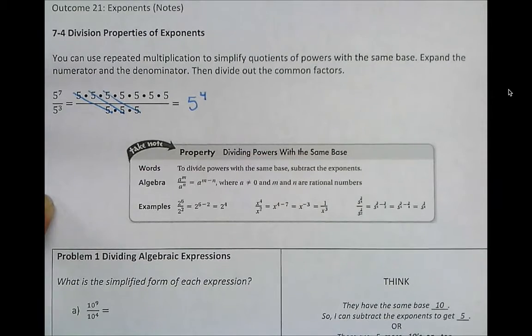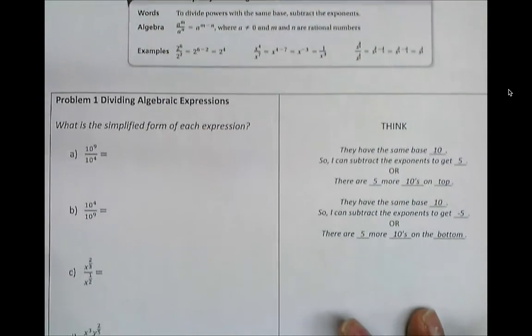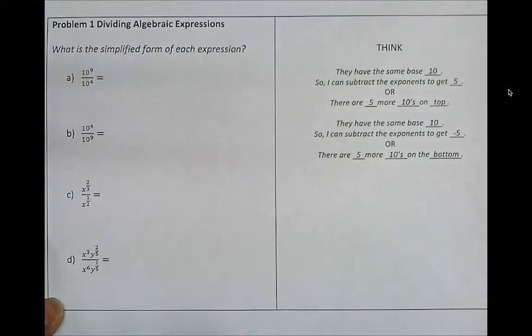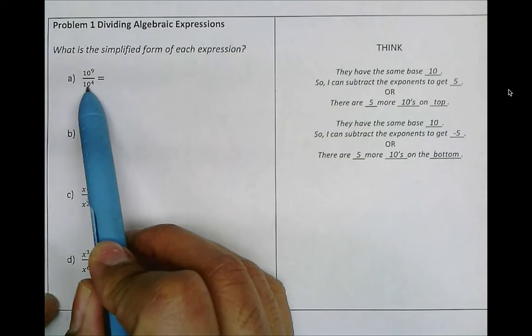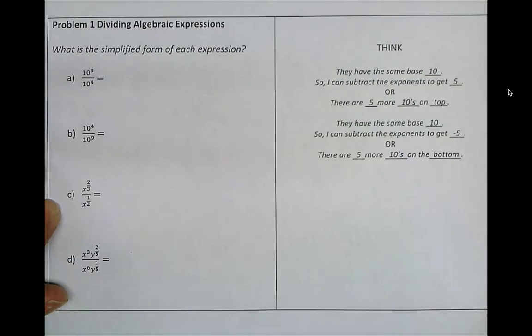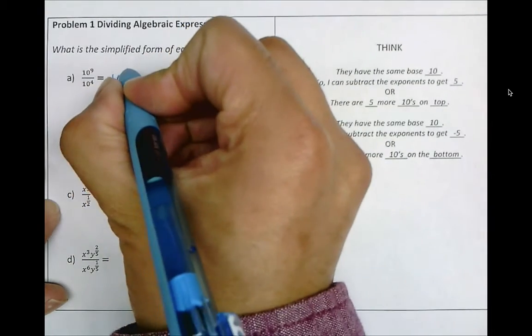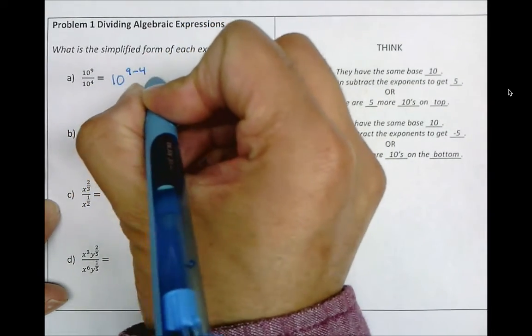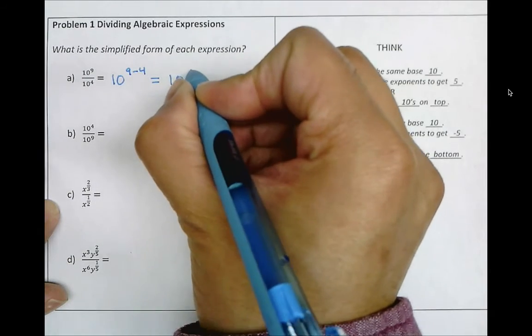Now let's take a look at a few examples where we apply the shortcut. 10 to the power of 9 divided by 10 to the power of 4 is the same as 10 to the power of 9 minus 4. And that results in 10 to the power of 5.